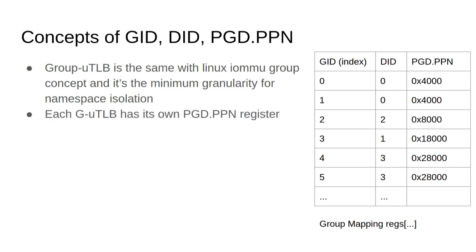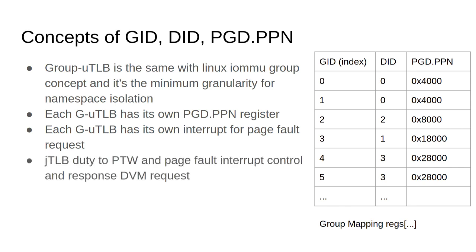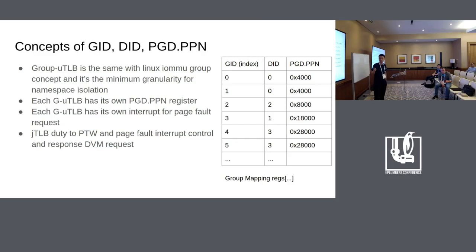And here you can see you can configure groups to the same domain, and if it is the same domain, you need to keep your PGD PPN the same with the ID. They are the same because they are the same namespace. They share one page table, and then you can use the GID index with a lot of namespaces. And each GUTLB has its own interrupt with its own interrupt context. That means one row means one GUTLB, with an interrupt for the page table and its own context. And the GUTLB's duty is PTW, page fault interrupt control, and responding to the DVM request.